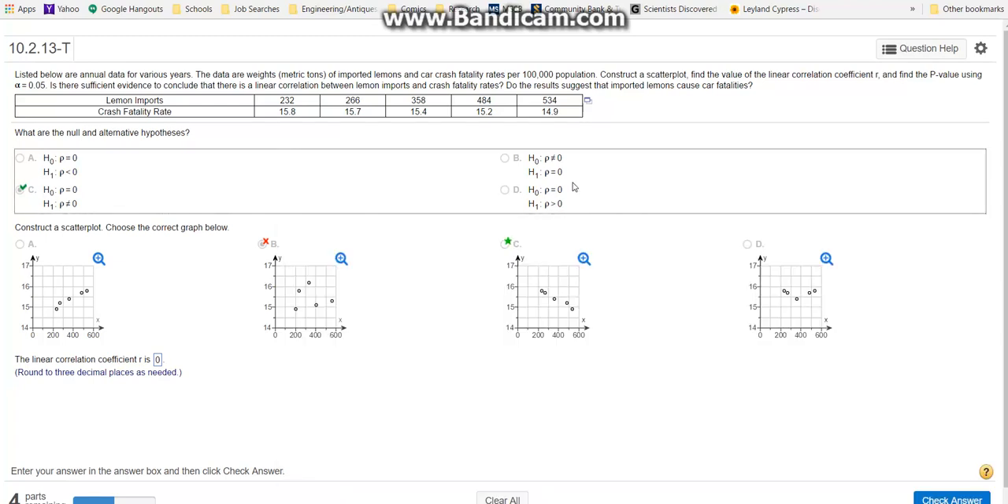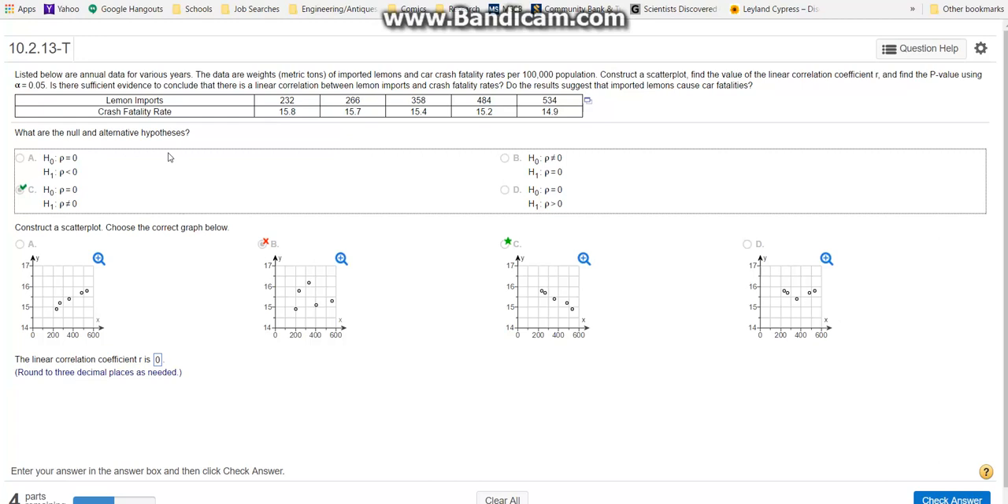Hi class, let's take a look at this problem right here. We have lemon imports and crash fatality rate presented to us in XY pairs. We want to find several pieces of information. Alpha is 0.05. The first thing is, what are the null and alternative hypotheses?